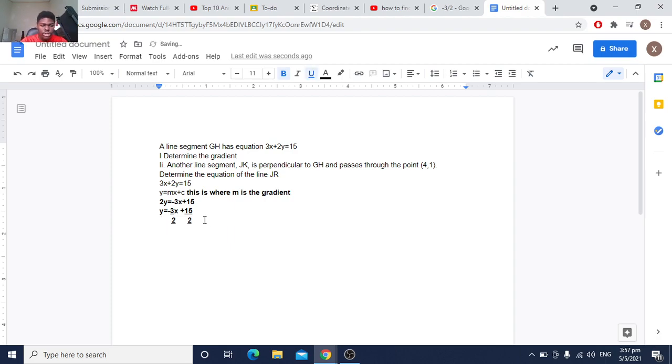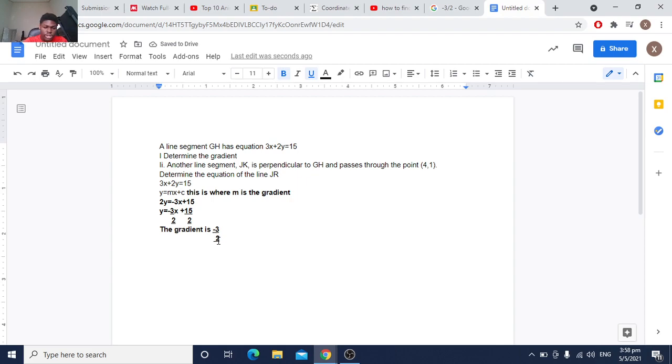So this then comes out as the gradient. The gradient would then be the coefficient of x, which is negative 3 over 2. So that's what the gradient would be for that one. So now it's time to solve the second question.